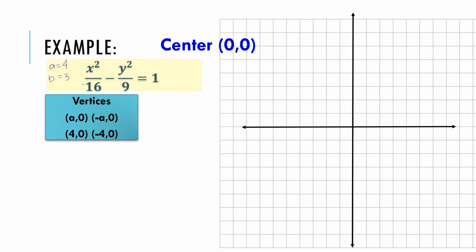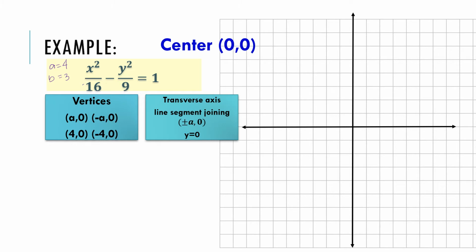So, dito muna tayo sa first example. Our vertices, (4, 0) at (-4, 0). And then, the transverse axis is the line segment joining our vertices. Ayan. Ito si transverse axis. Si y equals 0. Ngayon, gumagamit lang muna ako ng line segment para makita ninyo kung hanggang saan kayo gagawa ng inyong box para sa asymptote.